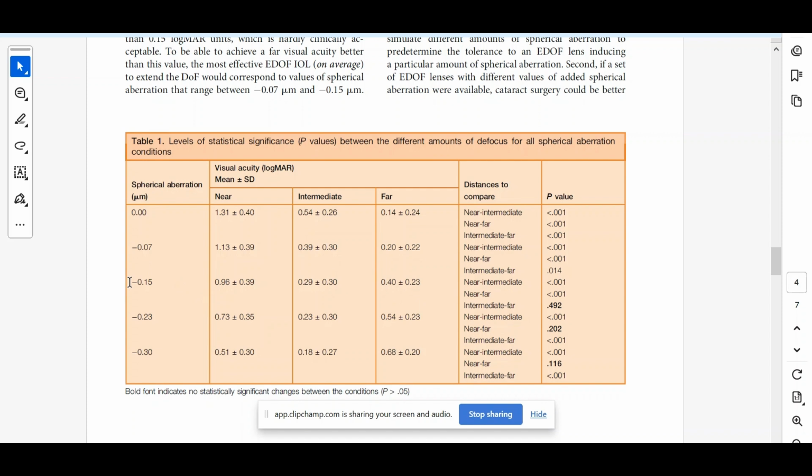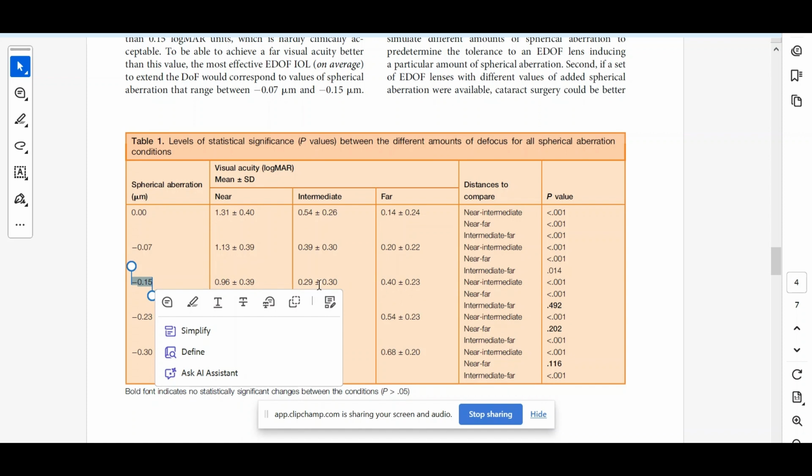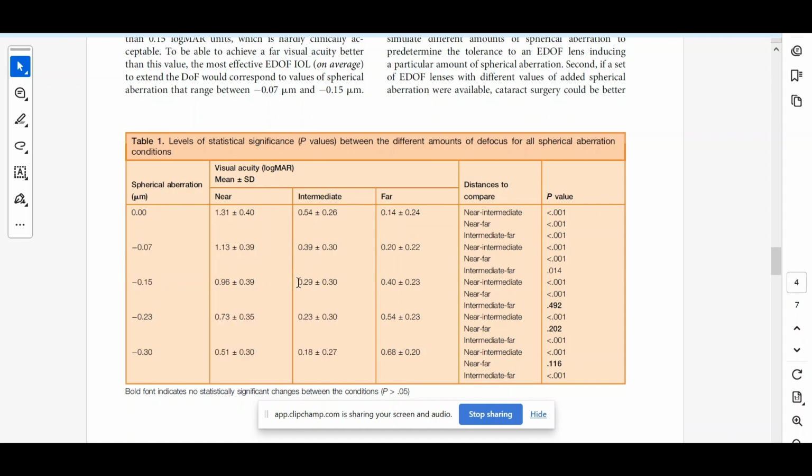Now when they induced around minus 0.15 of negative spherical aberration, the near further improved, the intermediate also improved to 0.3, which is around 20 by 32 of vision. But the far focus dropped. The distance visual acuity now dropped by another one line, right? So the distance visual acuity dropped by two lines, considering that if you had added no spherical aberration, the far focus was around 0.14. From there, it dropped around two lines.